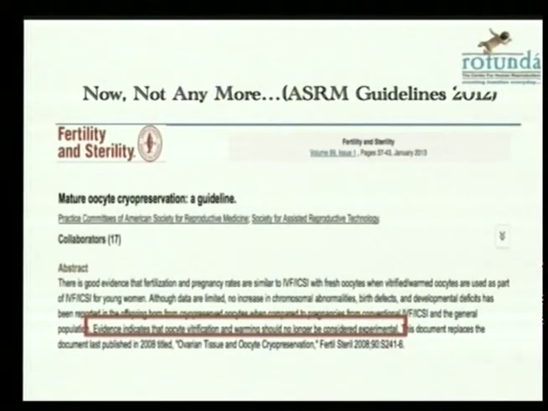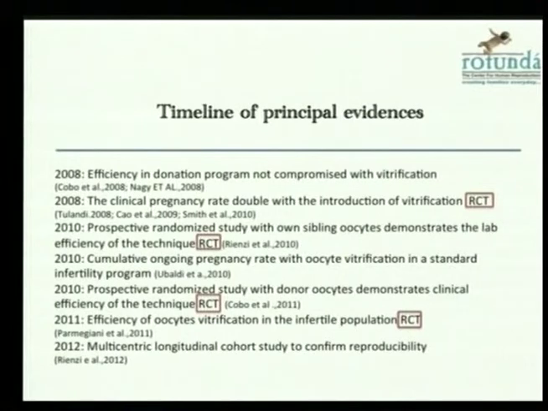And how did it happen? It is based on a lot of evidence in literature. So this is some evidence here, some publications from 2008 onwards, starting with the paper in 2008 by Anna Cobo using Dr. Masashige Kuwayama's vitrification method, comparing fresh and vitrified donor oocytes. And as you can see, some of these have been randomized controlled trials. So this gives a very high level of evidence when comparing a new technique.